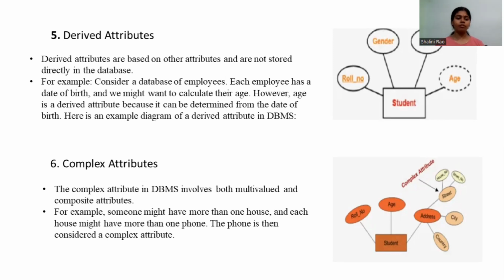Next, we have complex attributes. The complex attribute in DBMS involves both multi-valued and composite attributes. For example, someone might have more than one house and each house might have more than one phone. The phone is then considered a complex attribute.